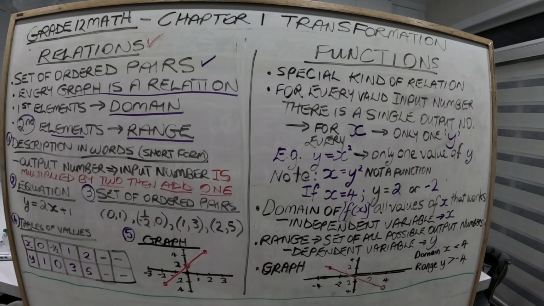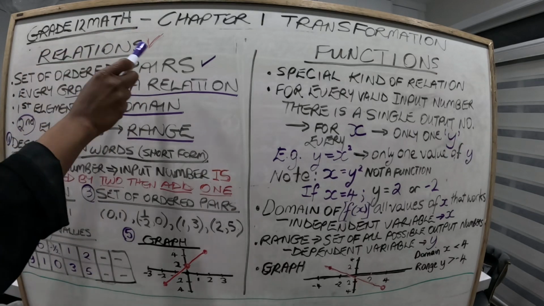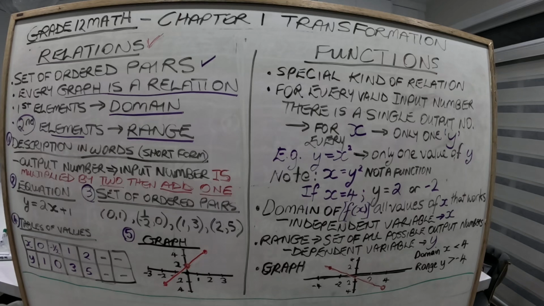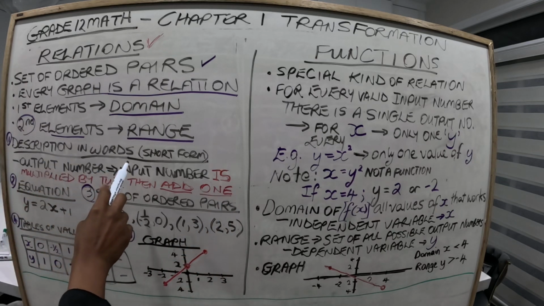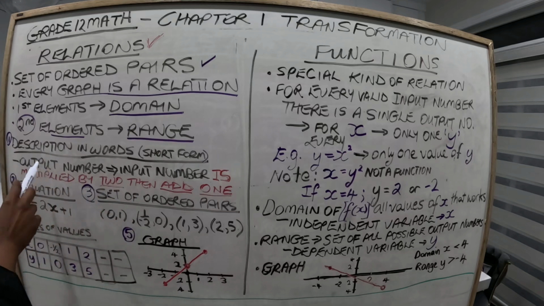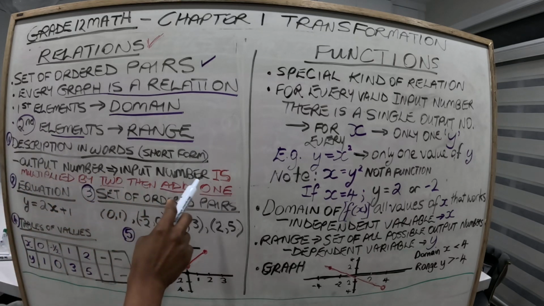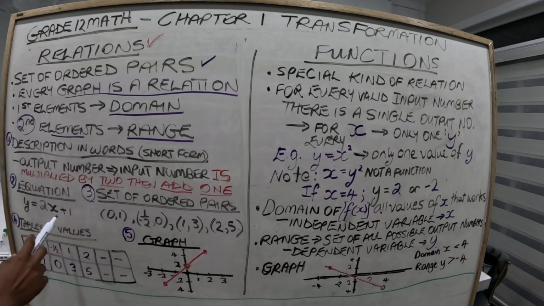The second way of expressing a relation, we're still on this side, is to express it as an equation. And the equation is y equals 2x plus 1. That's exactly what I said here. I said the output number is such that the input number is multiplied by 2, then add 1. And this is what it looks like when it's in an equation. That input number is multiplied by 2, and then you add 1.